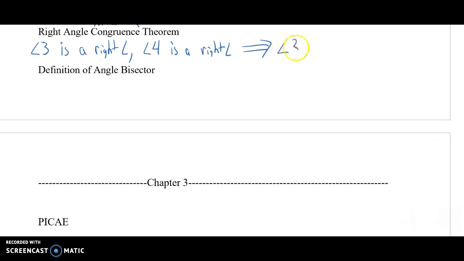We are going to skip all those steps, use this as another step saver reason, and get all the way to saying that angle 3 is congruent to angle 4. This is the right angle congruence theorem. This is not a definition. If 3 is congruent to 4, we have no way of knowing if those were originally right angles. They wouldn't necessarily have to be, so again, not a biconditional.